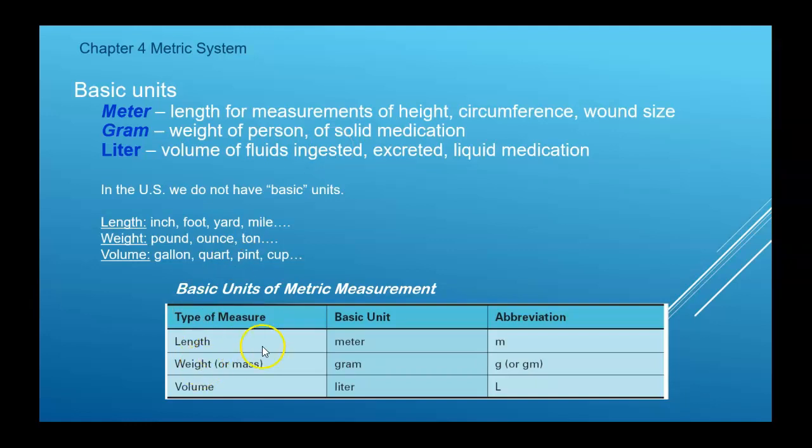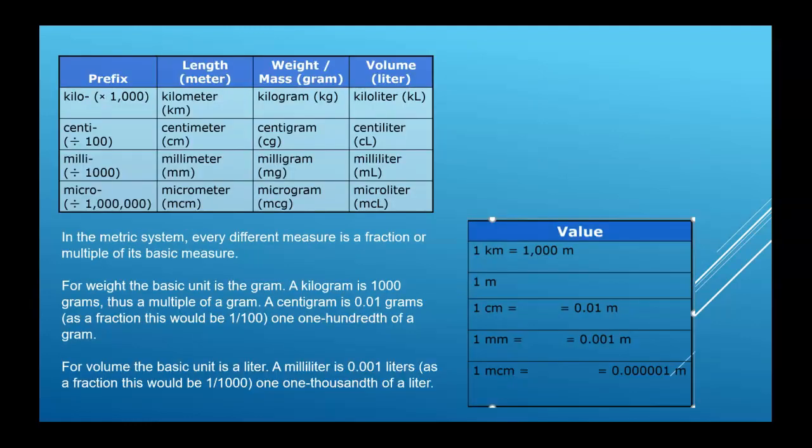So length, we measure in meters. The abbreviation is M. Weight or mass, we measure in grams. The abbreviation is G or GM, but normally just G. Volume is the liter, and notice liter is a capital L. So with the metric system, you have your base measure, either the meter, the gram, or the liter. And then you have powers of 10 of those base measures.